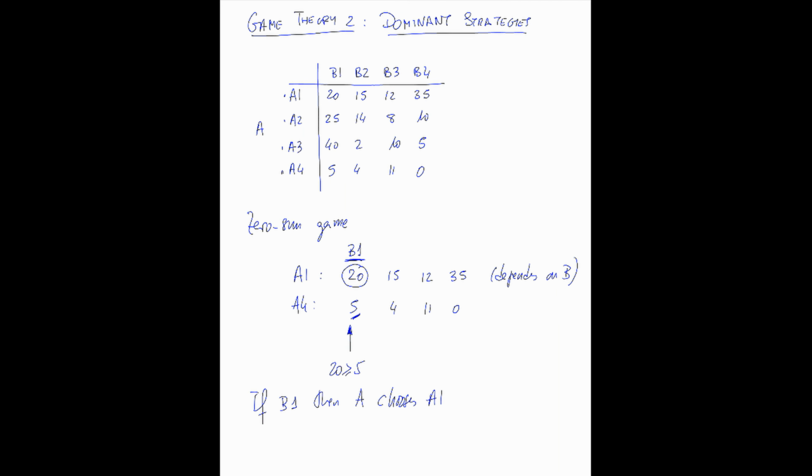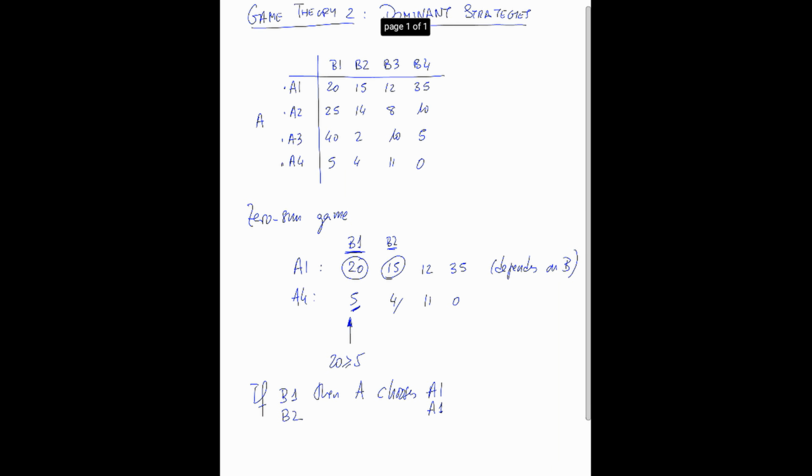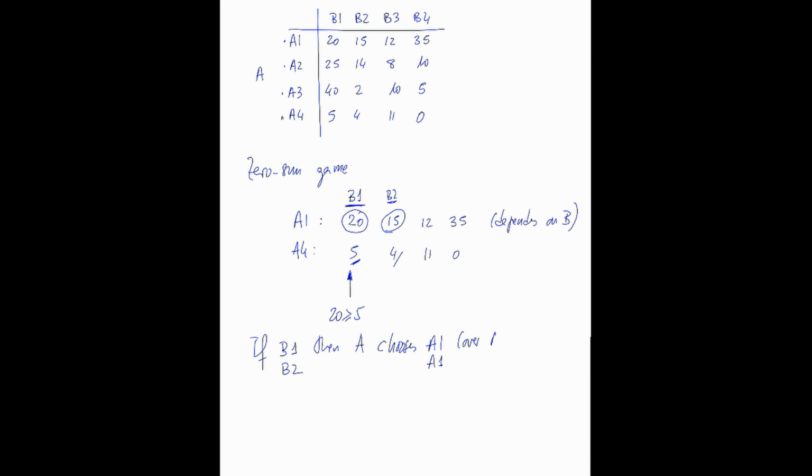But if we look at the case of B2 here, it is 15 over 4. So in case of B2, also we have A1 over A4. In the case of B3, as you can easily see, 12 is better than 11, so also for B3. And in the case of the B4 strategy, 35 is better than 0. So why should A play A4? So no matter what B does, A is always better off with A1.